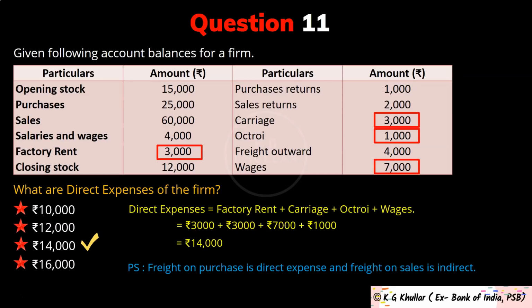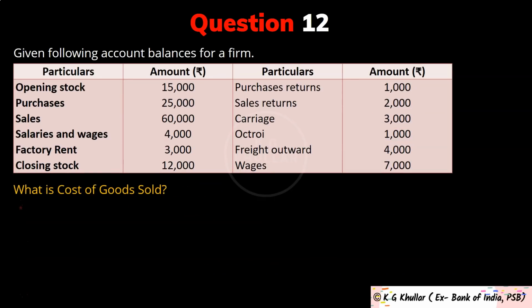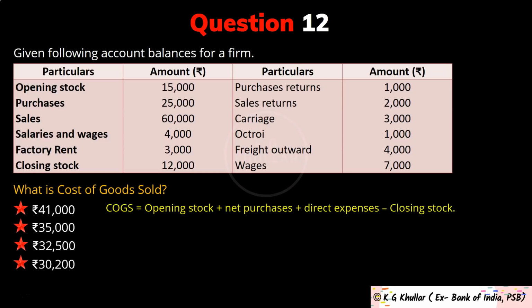Next question is, what is cost of goods sold? And the options are given to you. Friends, COGS is simply opening stock plus net purchases plus direct expenses minus closing stock. So let's substitute all these values given in the question.